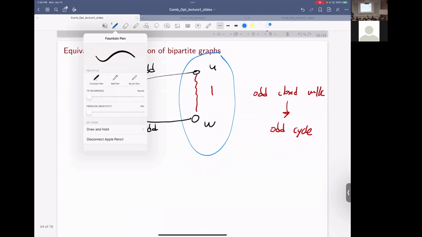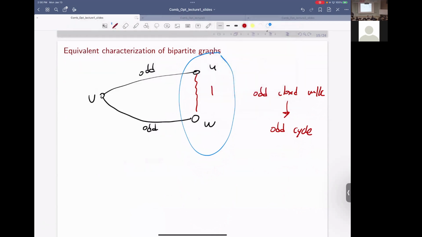Let's say I have L instead of R, and in this case, this will be even. This is even, but still the length of this walk will be odd, just because of this edge between U and W. Okay, so you also have an odd closed walk, and that will include an odd cycle.